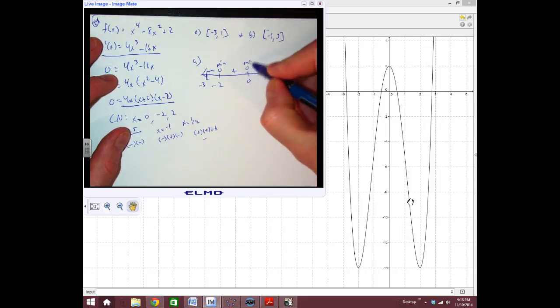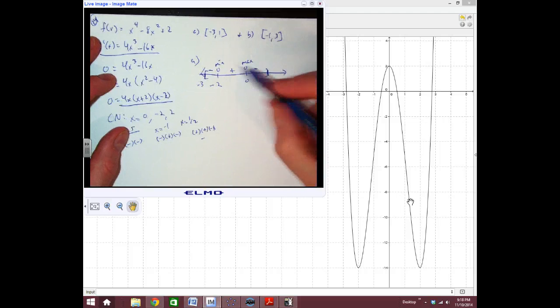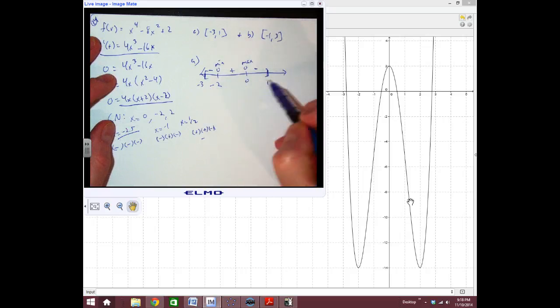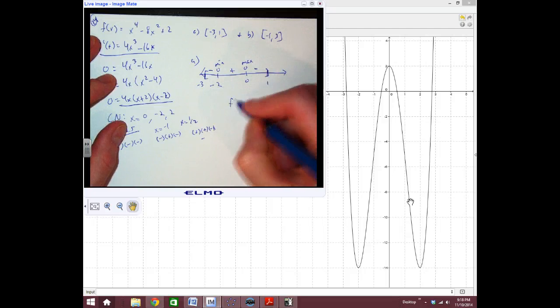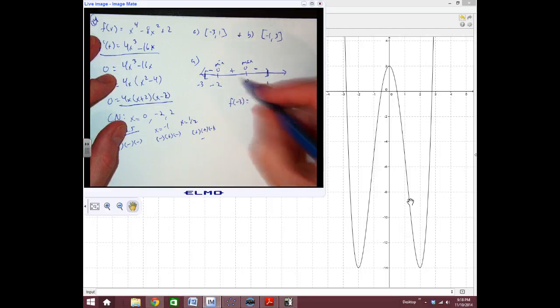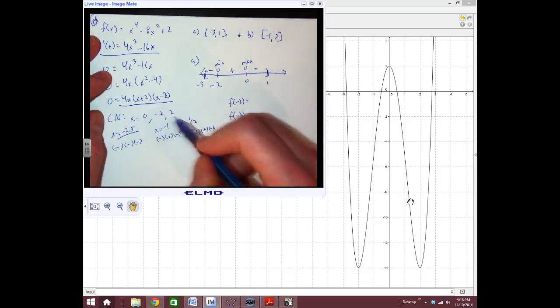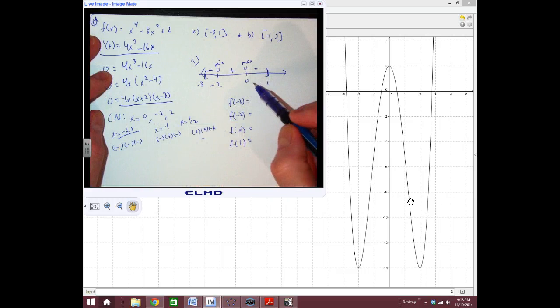This will be a max. But what I don't know is if these are absolute or not yet, because I haven't evaluated at these 2 points, nor have I evaluated at the end points. So I have to do all three. I have to do f of negative 3, sorry, all 4. f of negative 2, f of 0, and f of 1. I have to find all 4 values because I've just found the critical numbers. I haven't found the actual max or mins.